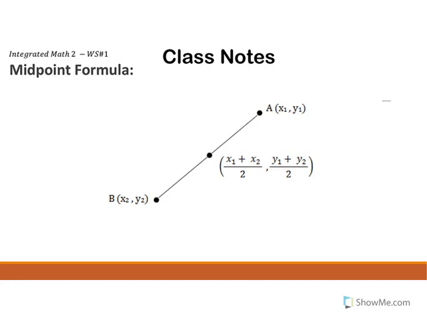Another definition is called the midpoint formula. Here is the midpoint formula, and this is our midpoint. This is point A, and we call the coordinates for point A x1, y1, and this is point B, and we call the coordinates for point B x2, y2. To find where the midpoint between A and B is, we use this formula: x1 plus x2 divided by 2, comma, y1 plus y2 divided by 2.